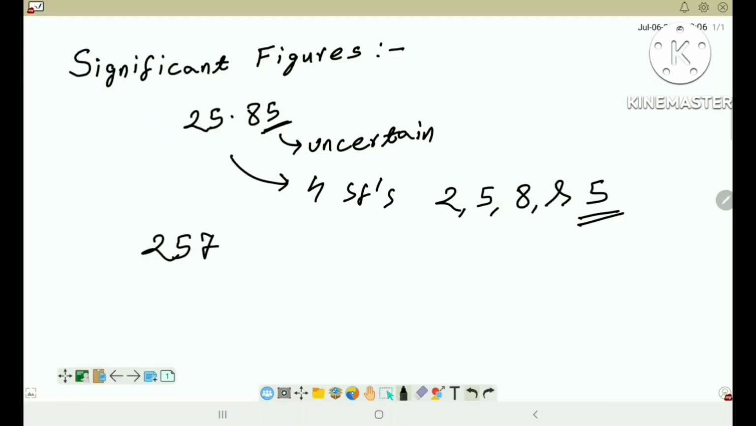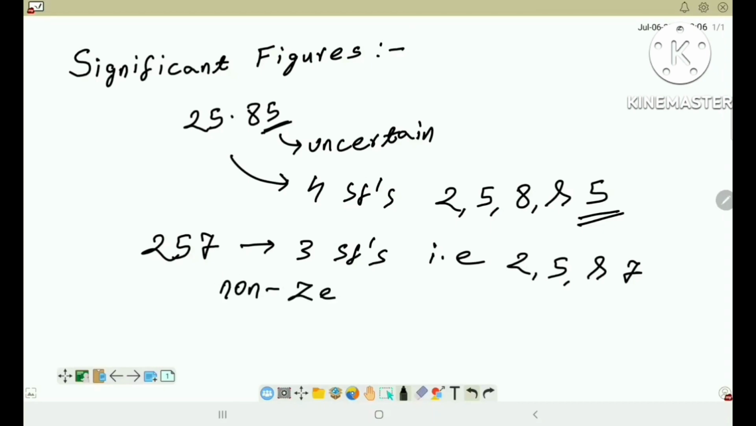257. Here the number of significant figures is 3. What are they? They are 2, 5 and 7. Because all the non-zero digits are significant. Here 2, 5, 7 all are non-zero. So the number has three significant figures.